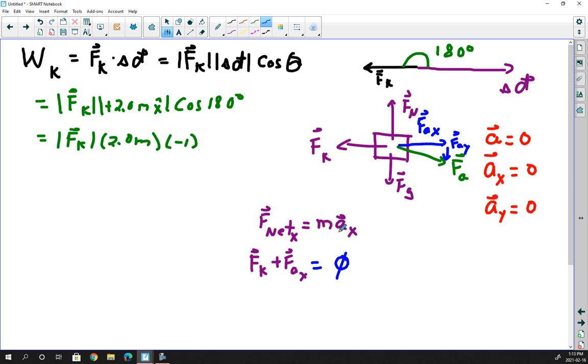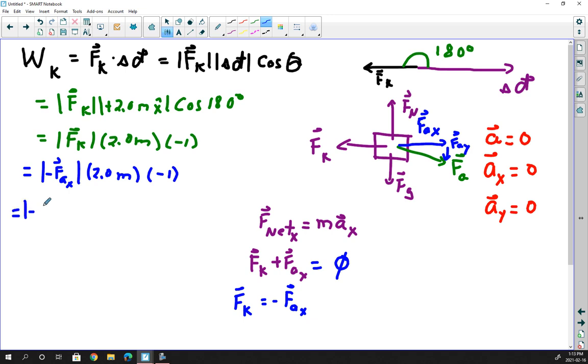Why? Well, because acceleration in the x direction is 0. So that means I can take force applied x component, right? Bring it to the other side, make it negative. So I brought this to the other side, make it negative. And I've got force of kinetic friction is equal to the negative of force applied x component, which I can use right here. So in here, I'm going to put minus force applied x component times 2 times -1.